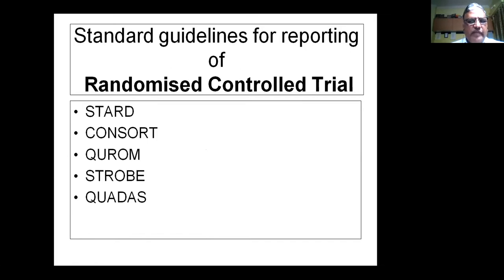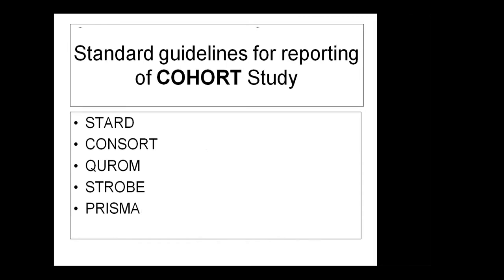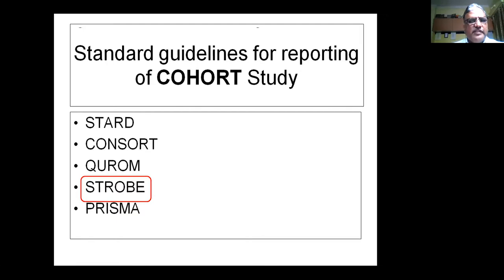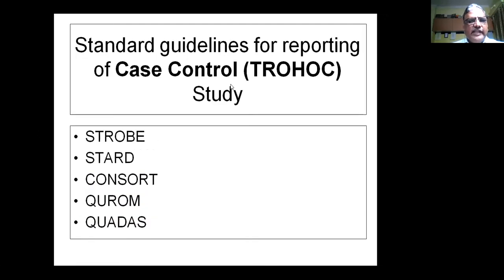Now, which statement would you use for RCTs from these choices? Start, consort, quorum, stop, quadas. Consort. Very good. For cohort study, Strobe. Okay, standard reporting items on observational studies. Okay. For case control studies, remember, like cohort, you do the opposite of cohort, ProHawk. Okay. So for case control study, also sometimes called as ProHawk study, which statement?